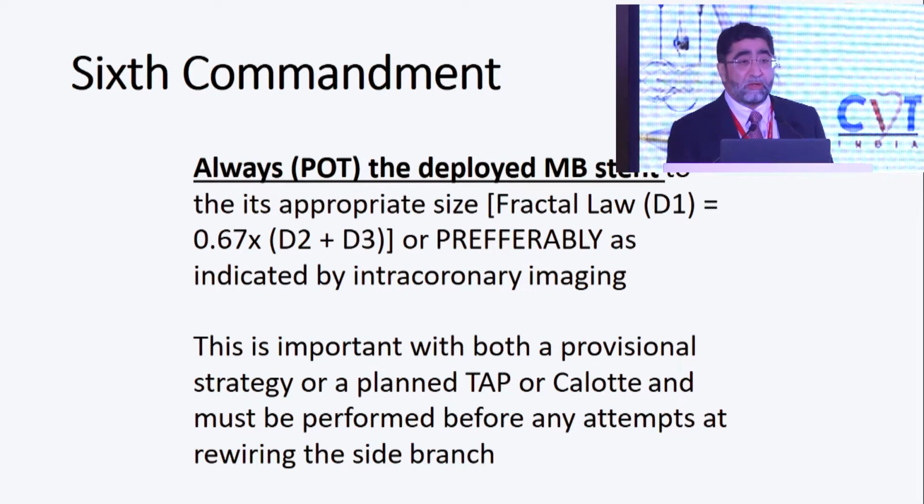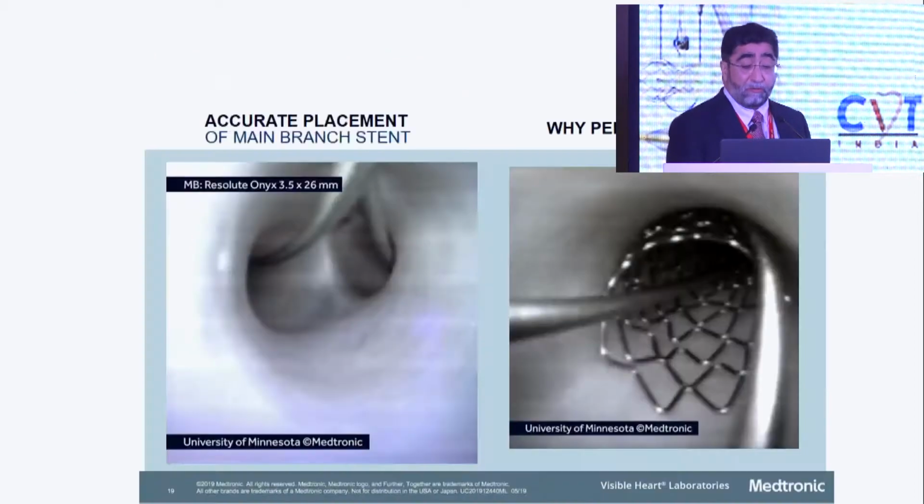If you don't have intracoronary imaging, then please use the fractal law, which determines what the size of the left main should be based on your assessment of the size of the LAD and the circumflex. And it is the most important step, I think, in any bifurcation stenting, to do an adequate POT, especially before attempting rewiring of a side branch. Because you can just imagine, if you have a stent that's floating in the left main, hasn't been optimized, is not well expanded, you run the risk of this.